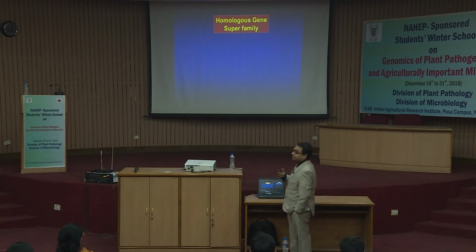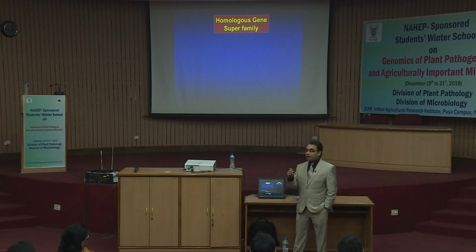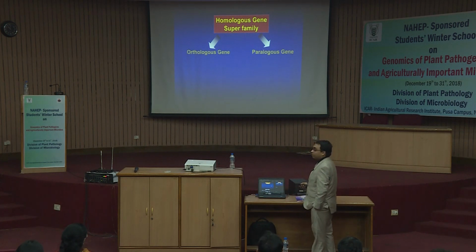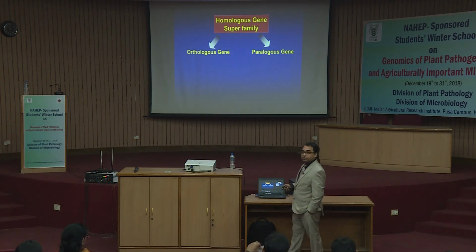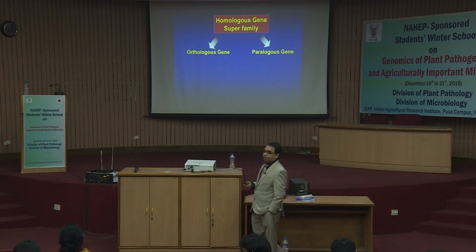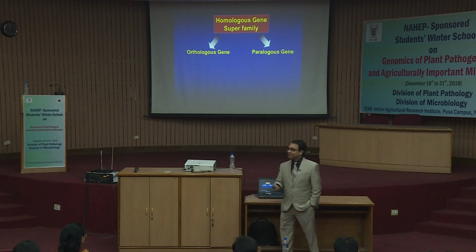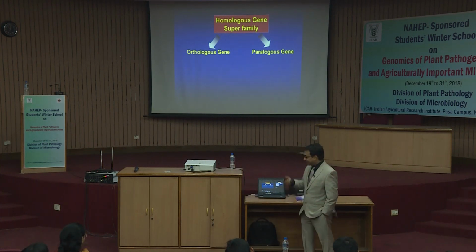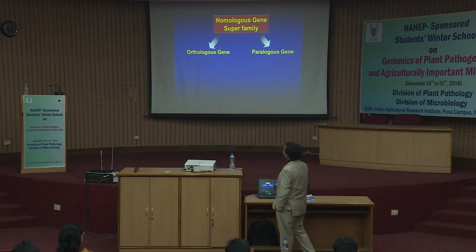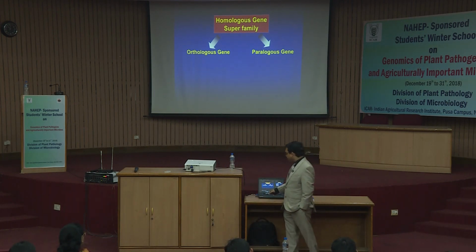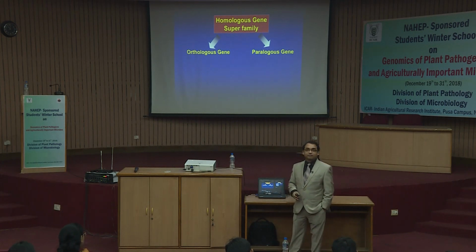So, homologous things actually have two major families, homologous gene superfamilies: the orthologous gene superfamily and the paralogous gene superfamily. How much similarity should be there when we say that two are homologous? I have to answer this question also, coming one by one. So, orthologous gene and paralogous gene. What do you mean by orthologous gene? Anybody knows?